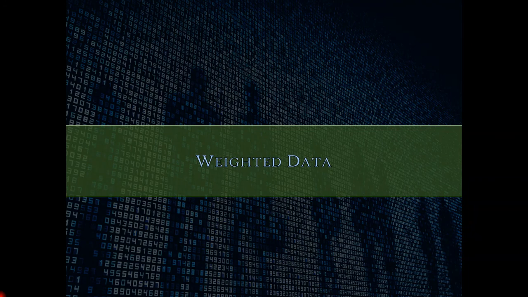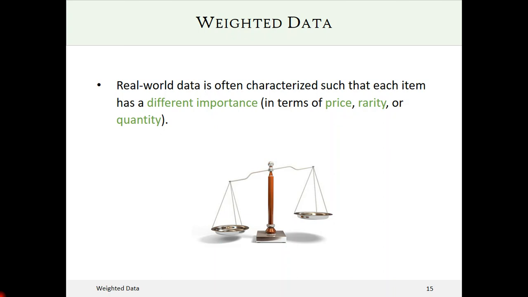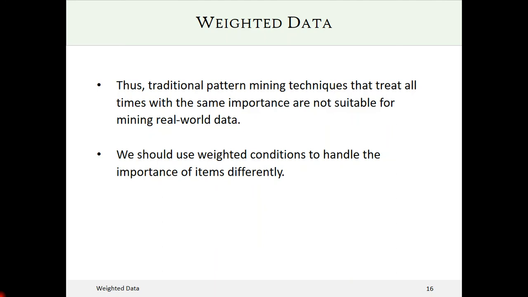Another aspect of data is whether it's weighted or not. Real-world data is often characterized such that each item has a different importance, for example, in terms of price, rarity, or quantity. This is while traditional pattern mining techniques usually treat all data and items with the same importance, and thus are not suitable for mining real-world data. So having methods which can handle the importance of items differently is of our interest.